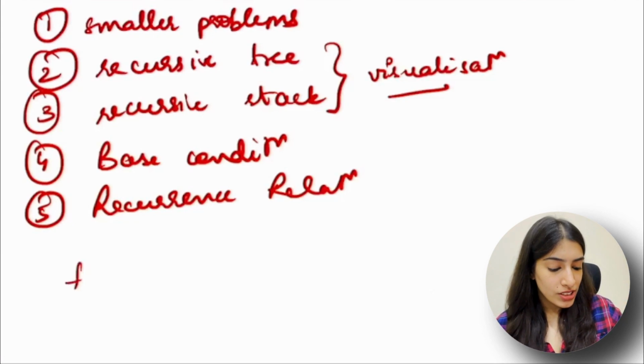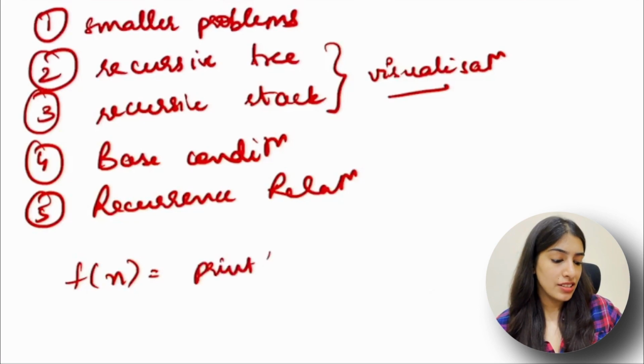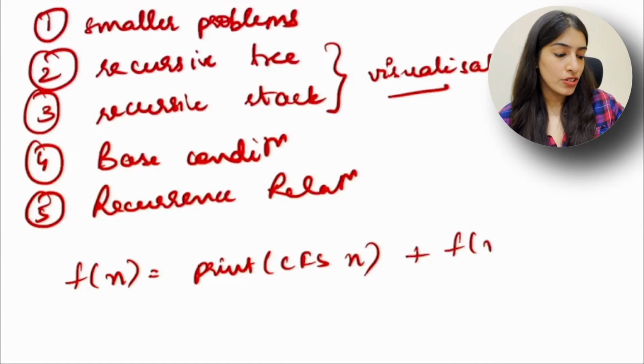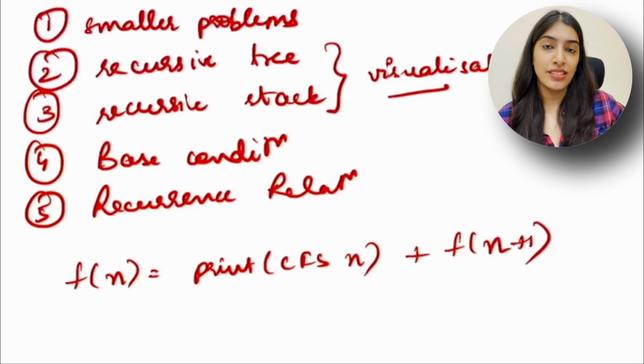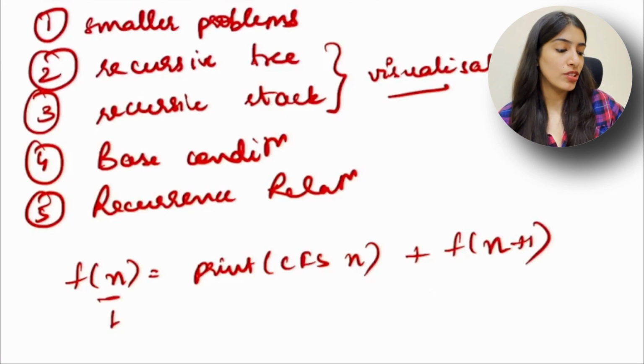So basically, you're going to say that, okay, function of n, what is it doing? It is doing print CFS of n and CFS n, and then it is calling function of n plus 1. Right? This is what we are doing. So we are starting with n equal to 1. We are doing for n equal to 2, 3, 4, 5.